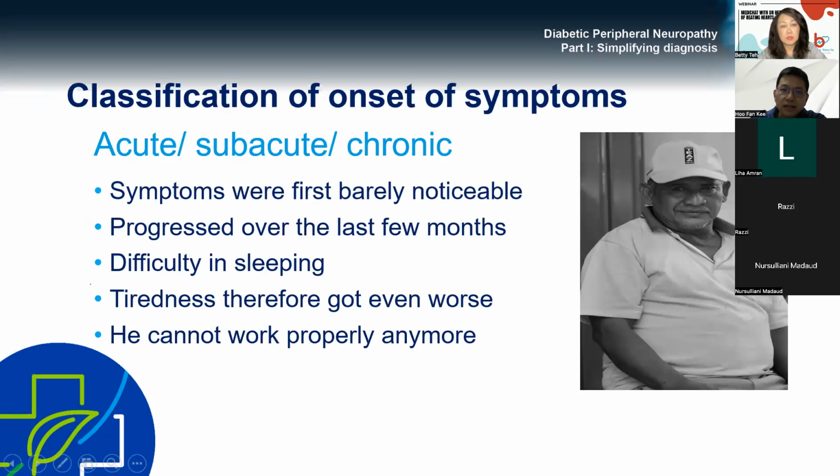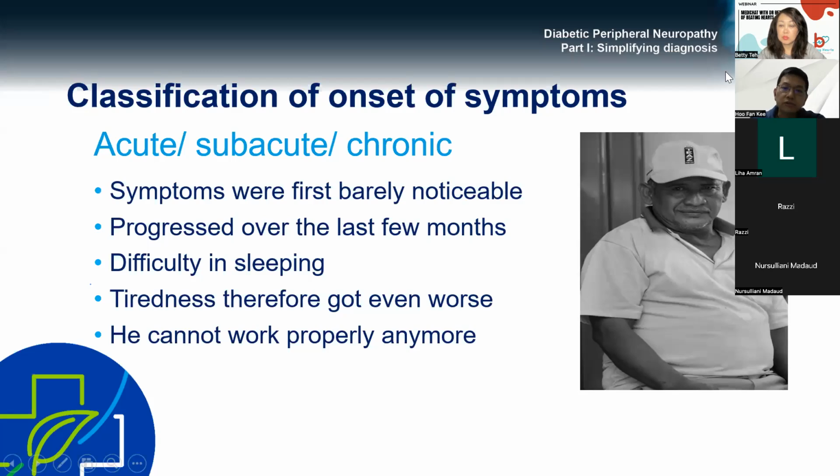So we can classify the symptoms depending on the onset. Again, acute, subacute, and chronic. Acute is less than 4 weeks, subacute 4 to 12 weeks, more than 12 weeks chronic. The symptoms most of the time are barely noticeable, which is why most of the patients do not really notice, because the symptoms are quite vague.